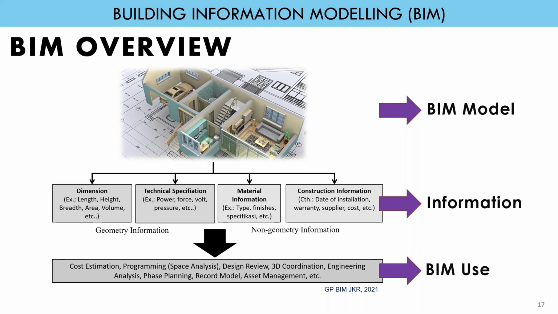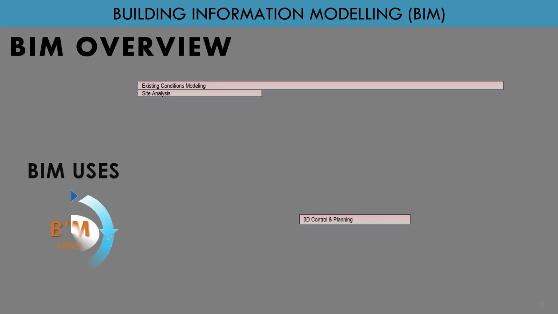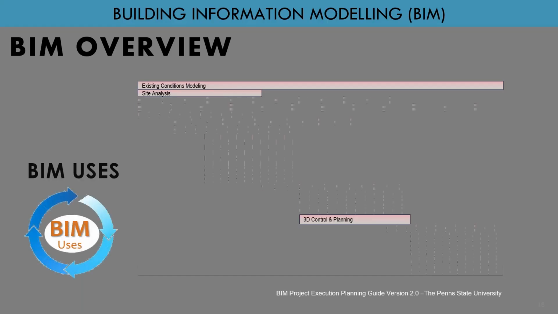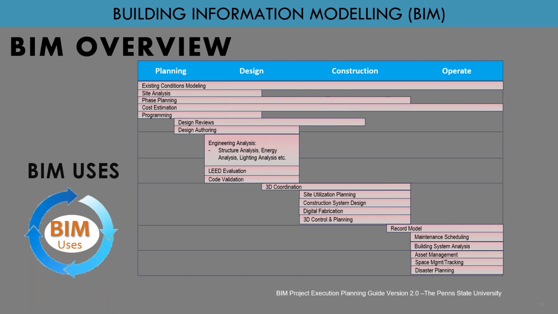Okay, this is the term that is used worldwide. All right. So the BIM use, according to Penn State, there are a lot of BIM uses that can be implemented throughout the project. So I think there are around 22, 23 BIM uses. The colored ones, the highlighted ones, are the BIM uses that are being done in JKR.